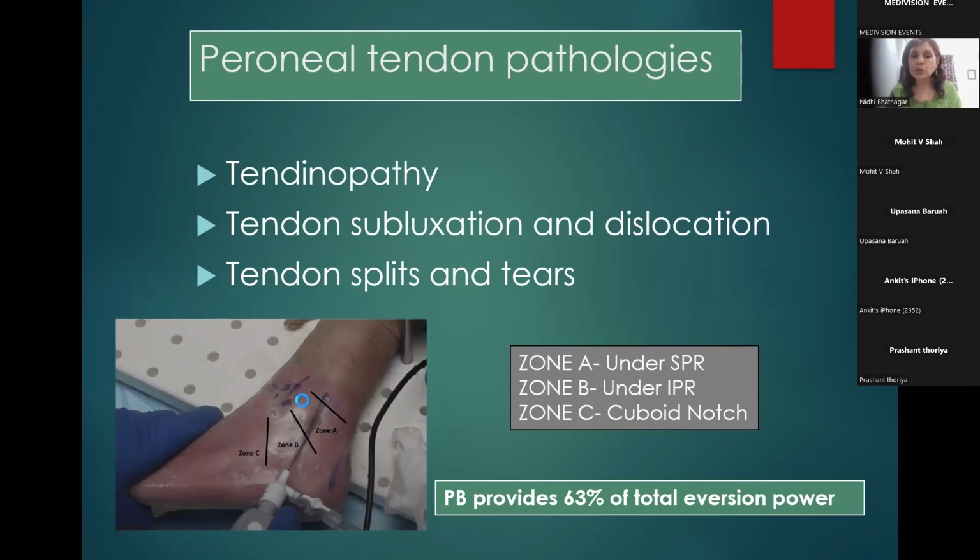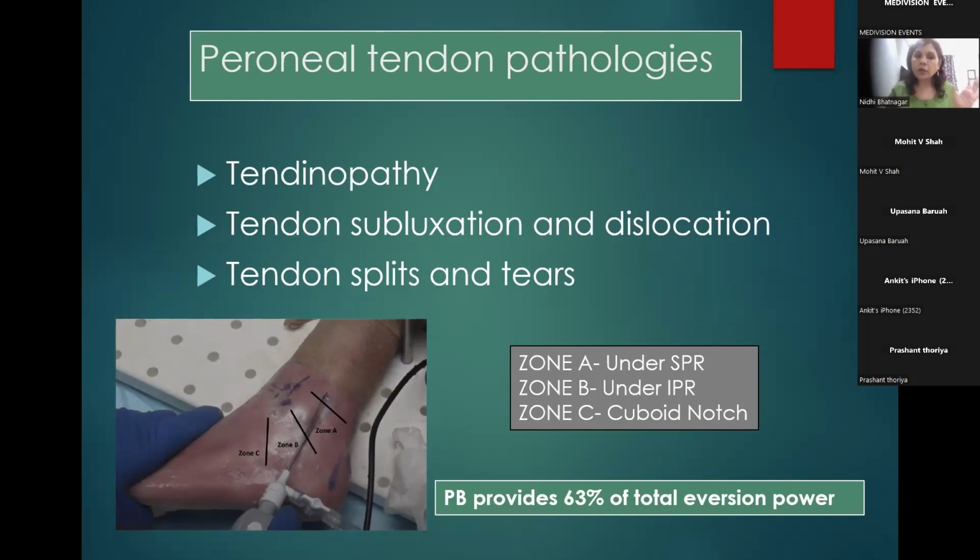So zone A is where the tendons are lying just underneath the SPR. Zone B is where it is lying underneath the inferior peroneal retinaculum. And zone C just involves the peroneus longus tendon that is at the level of the cuboid tunnel. And that is where the maximum tears of peroneus longus happen. All said and done, we have peroneus longus. We expect peroneus longus, because it's the longest tendon, to be the stronger tendon, but it's peroneus brevis, short and stout, that provides the maximum eversion power. So it is more prone to injury because it's strained more.